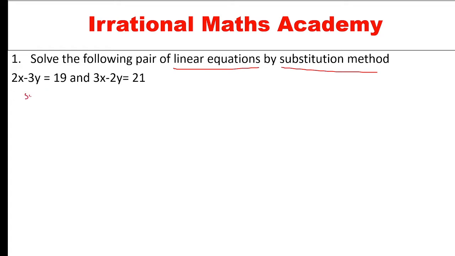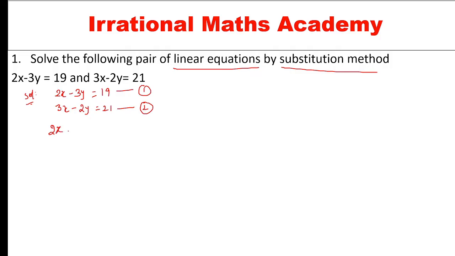And see here, let me write down the question. 2x minus 3y equal to 19 and 3x minus 2y equal to 21. Let us take this as equation 1 and this as equation 2. Now what I'll do is, I'll take one of the equations, not both the equations, and I'll write it in terms of either x or y. Clear? So I'll take the first equation and write it in terms of x.